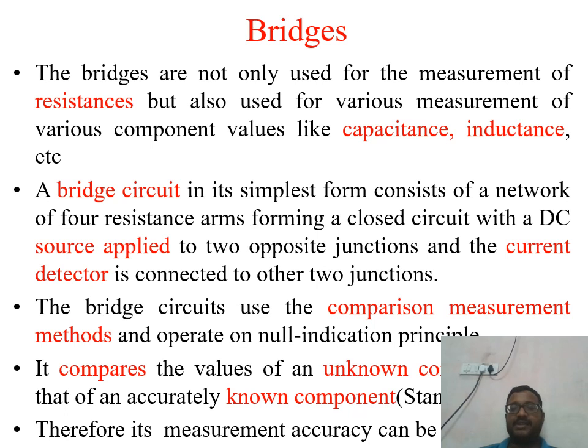A balanced bridge means the opposite arms are equal. An unbalanced bridge means the opposite arms are not equal. So if the opposite arms are equal, then the bridge is said to be a balanced bridge. If the opposite arms are not equal, then the bridge is said to be an unbalanced bridge.